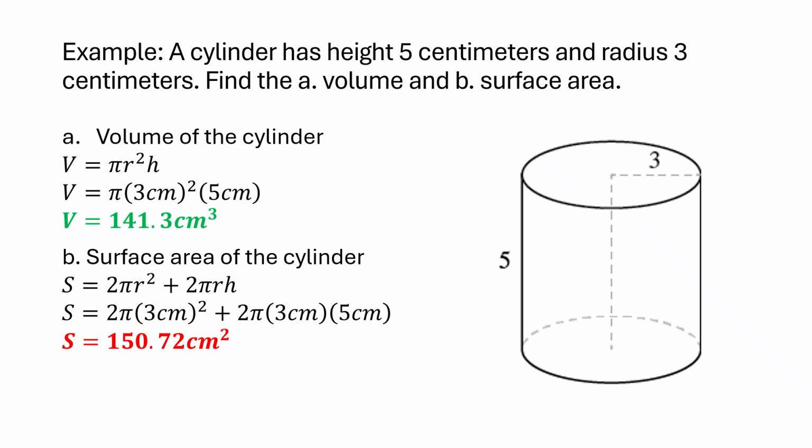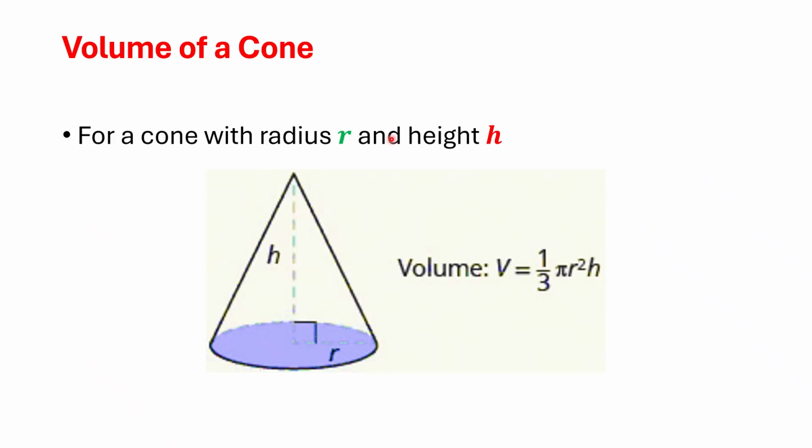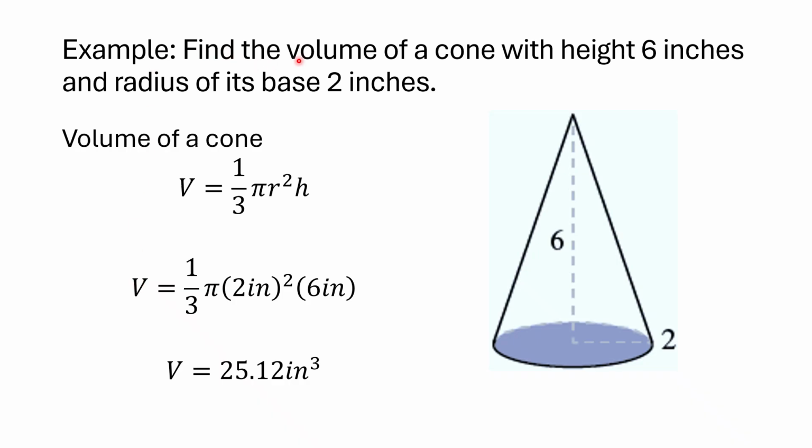And now, lastly, we have the cone, volume of a cone. For a cone with radius r and height h, the volume is given by this formula, V equal to 1/3 pi r squared h. Okay, for example, if you are given this problem, find the volume of a cone with height 6 inches and radius of its base 2 inches.